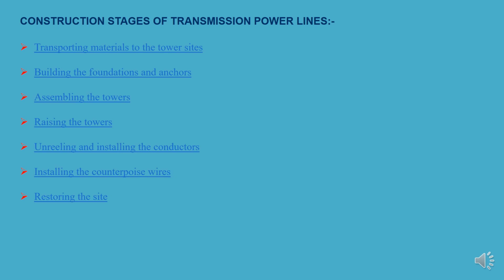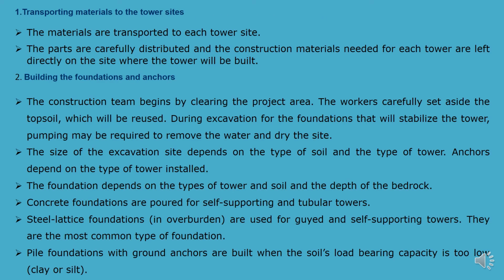So now, first step is transporting materials to the tower sites, building the foundations and anchors, assembling the tower, raising the towers, drilling and installing the conductors, installing the counterpoise wires, and restoring the site. Now, first step is what type of materials is required. That materials you have to transport to each tower site. So there are a number of tower sites, right? So for each tower, how much material is required that you have to transport to each site, right?